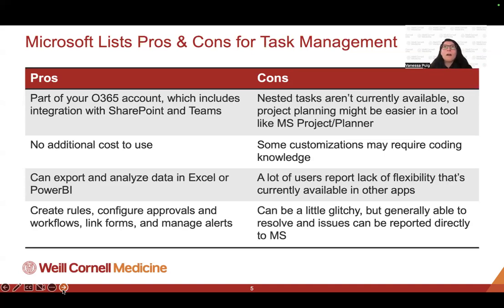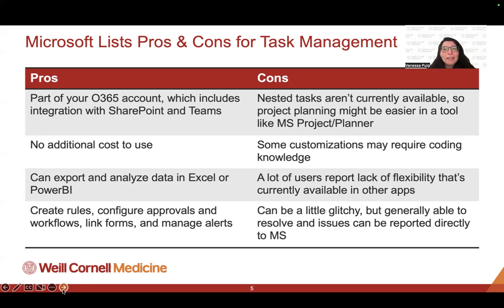but some customizations you may find you can't do unless you go into the advanced mode, and that requires some knowledge of JSON coding. I did get a really good hint from Josh earlier today, which is if you would like to explore JSON coding and doing some conditional formatting in that way, you can actually use Copilot and ask Copilot how it might write code for a particular thing you're trying to accomplish in lists. So just something there to think about.